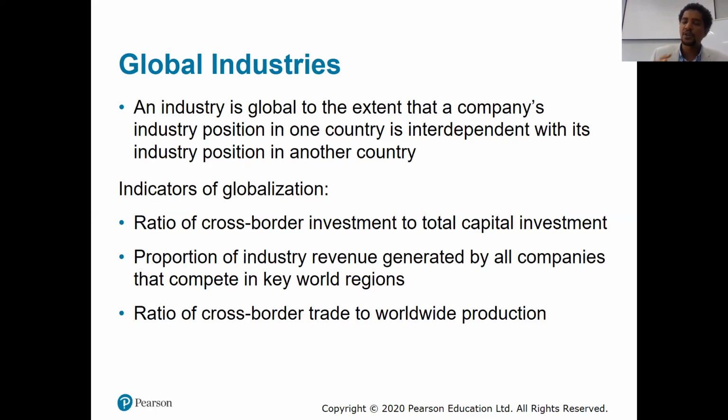So the ratio of these cross-border investments in other countries to the total capital investment could identify an industry as a global industry. And the other is the proportion of industry revenue generated by all companies that compete in key world regions. As I've said, when you have subsidiaries or foreign direct investment, you make money in that country, but this money will be collected back to the parent company, and it's up to the parent company to manage its revenue or profit. The ratio of cross-border trade to worldwide production is also another indicator of globalization. So these are three things that will help us identify whether an industry is a global industry or not.